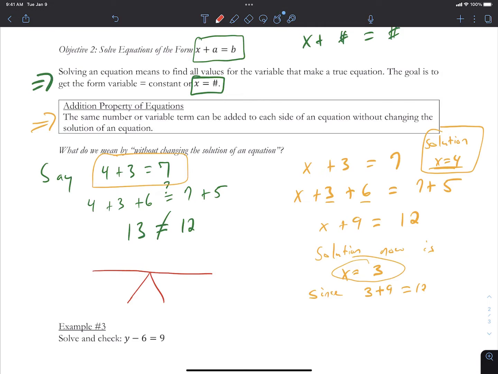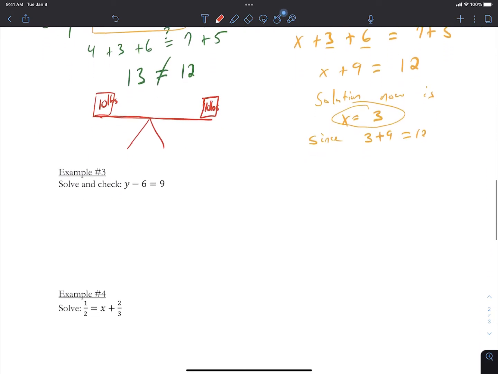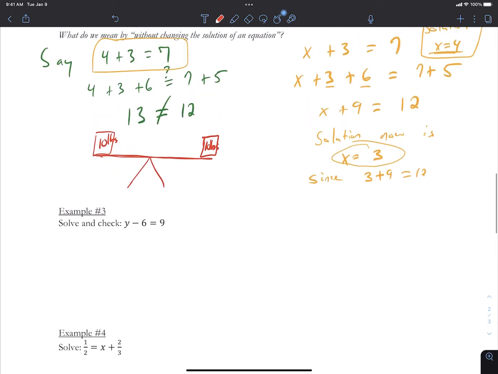Or think of a teeter-totter, keeping it balanced. If I have the same weight on both sides, then this balance is level. It's equal. So if I have 10 pounds over here and 10 pounds over here on a teeter-totter, and the fulcrum's right in the middle, it will be balanced. So the idea is we want to keep the equation balanced. What I do to one side, I need to do to the other side, the exact same thing. So let's practice this idea to solve equations.